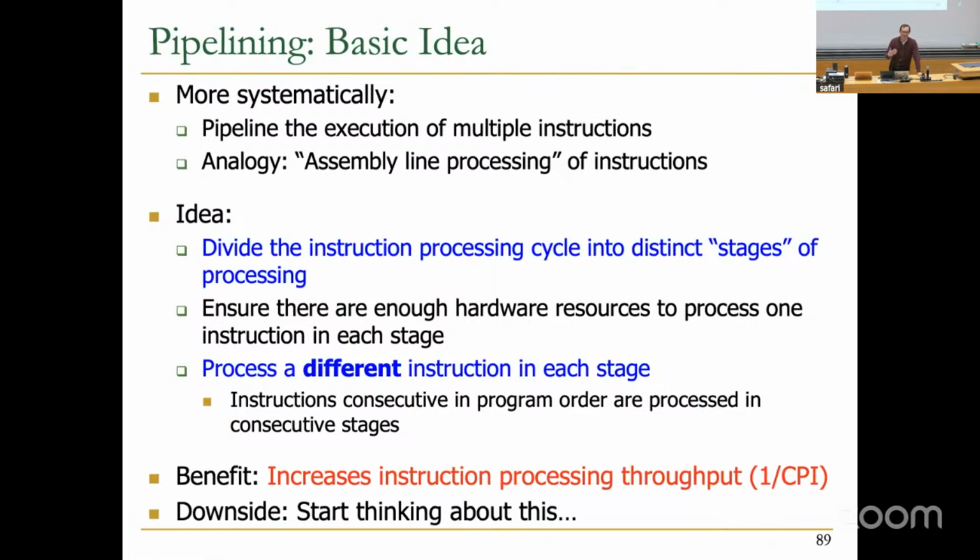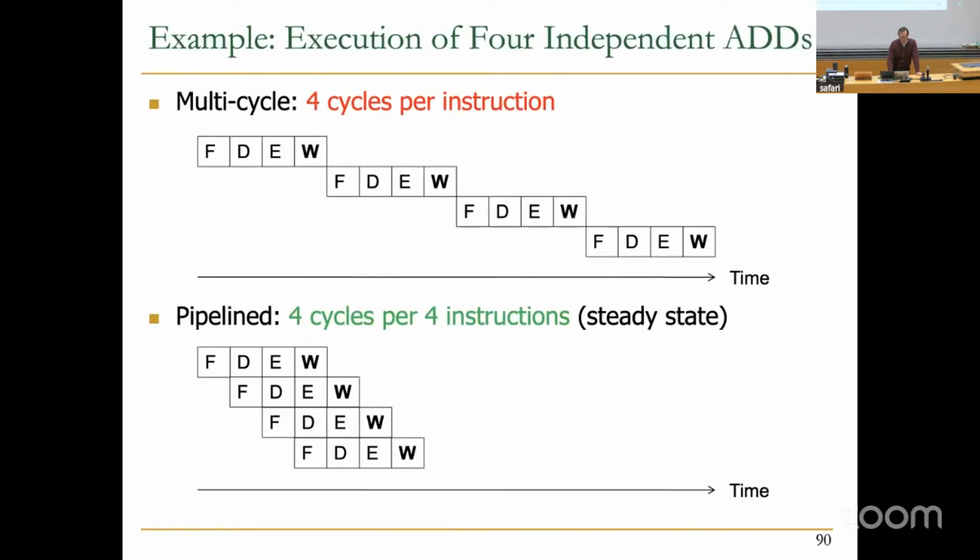Okay, so clearly there's a downside, and we'll start thinking about this, and we're going to see a lot of the downsides. One downside is going to be more hardware. Essentially, we're going to add more hardware to enable this sort of processing. And then there will be other downsides, as you will see. Does that sound good? Yes? Okay. I see some heads nodding.